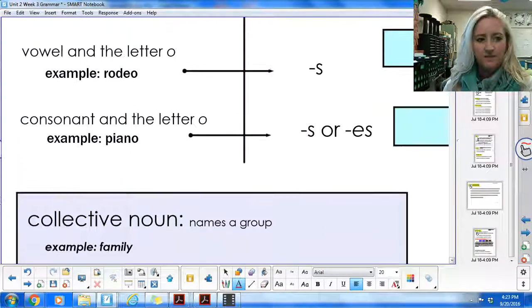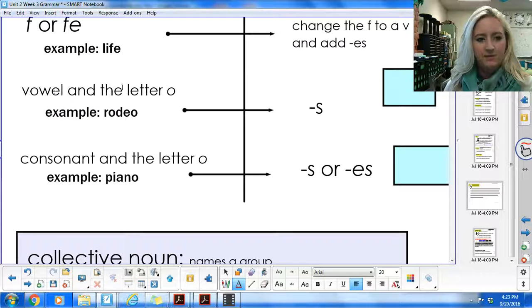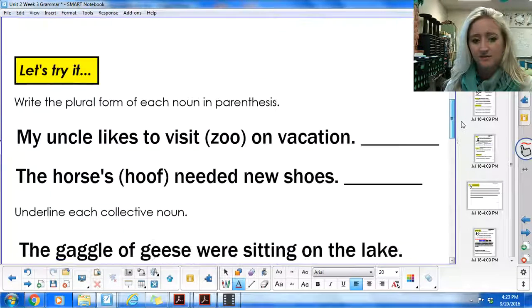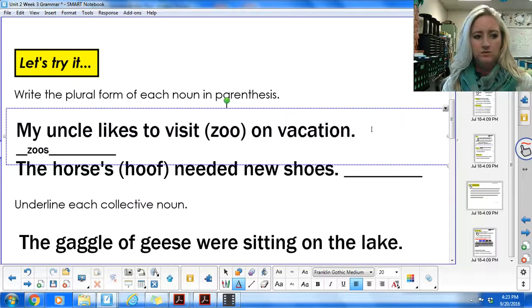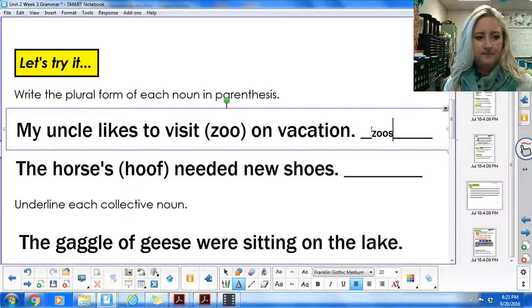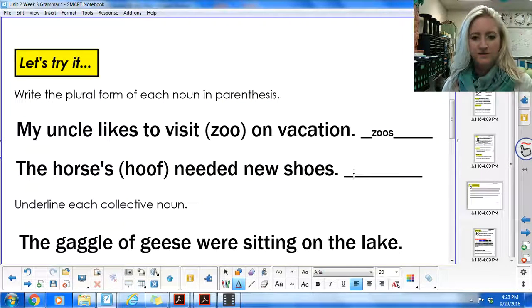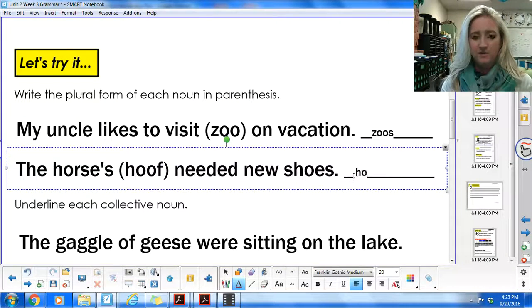If we look back up above, zoo has a vowel and then a letter O. So we only have to add an S. So zoo becomes zoos. And hoof is that one that ends in an F. So we have hooves if you're talking about multiple feet on the horse.